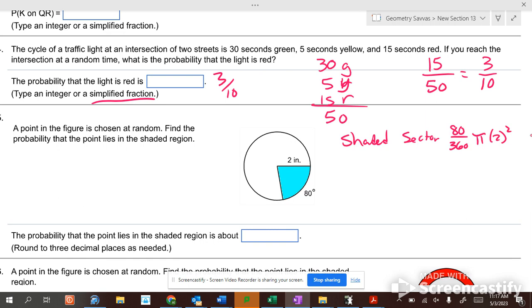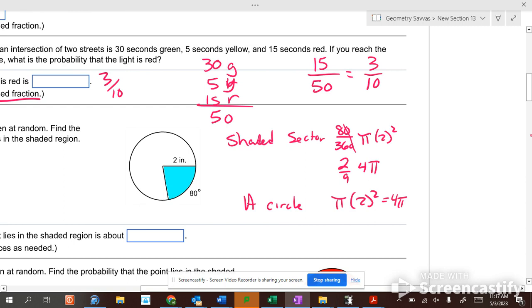So 80 over 360 is 8 over 36. 4 goes into each, 2 and 9 times. So it's 2/9 of 4 pi. What's the area of the circle? How do we find the area of a circle? Pi r squared, which is 4 pi.